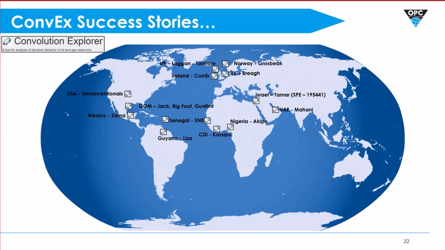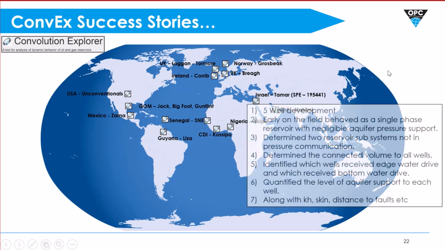ConvEx success stories. So we've now used it all over the world on some very big fields, such as the Guyana Liza project in Suriname. We've used it in West Africa, the Middle East, USA, UK. And a really good paper that you should read is SPE 195441 on Tamar Giant Gas Field.